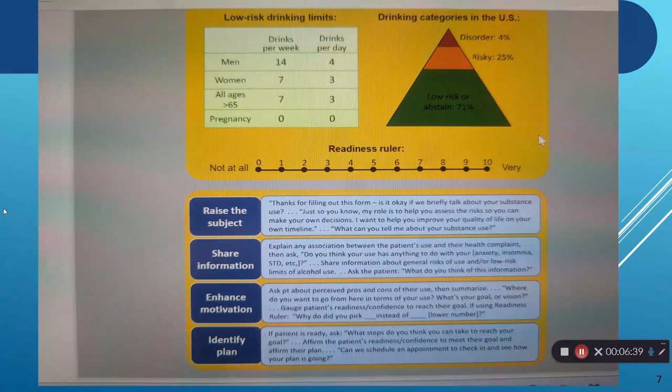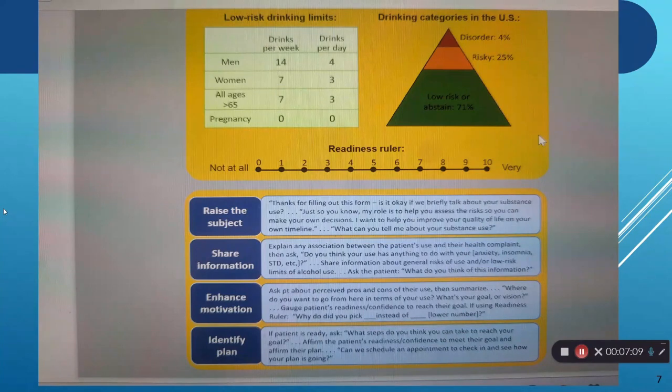Afterwards, once they identify the motivations to decrease their substance use, if it's either, oh, my family wants me to stop, there have been negative consequences, I had to call out of work the next day, whichever the reason, we want to develop a plan next. If the patient is ready, ask what steps do you think you can take to reach your goal? Affirm the patient's readiness and confidence to meet their goal, and affirm the plan. Can we schedule an appointment to check and see how the plan is going?